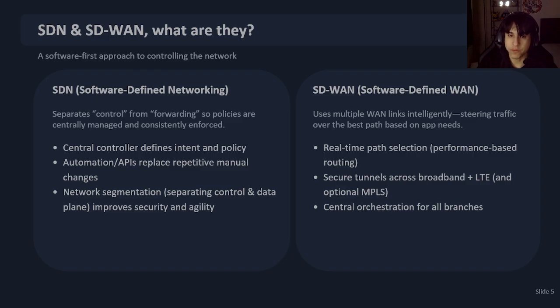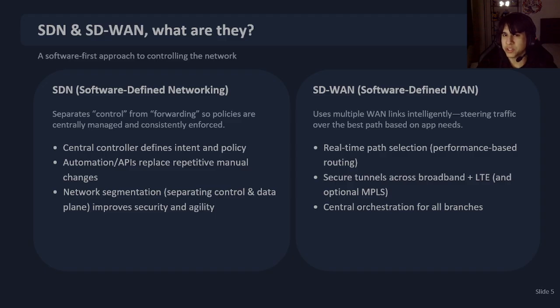SD-WAN, software defined wide area networking, takes the same idea and applies it to the wide area network. Instead of a single fixed WAN path, SD-WAN intelligently uses multiple transport links and routes traffic based on what the application needs and how the network is performing in real time. SDN simplifies control and policy. SD-WAN improves performance and resiliency across branch connectivity.